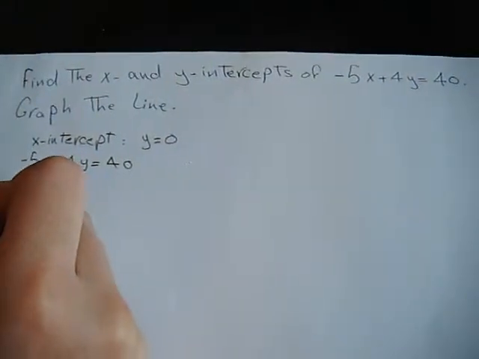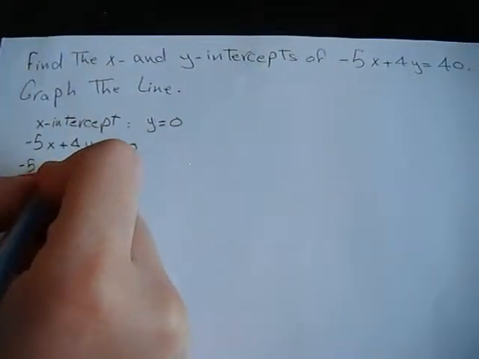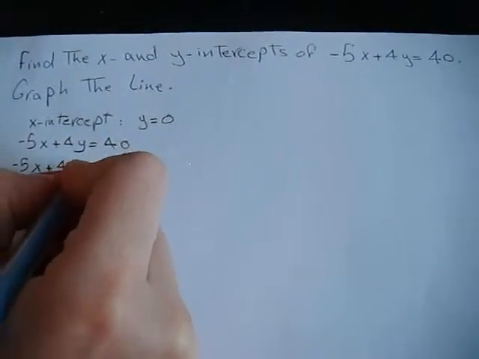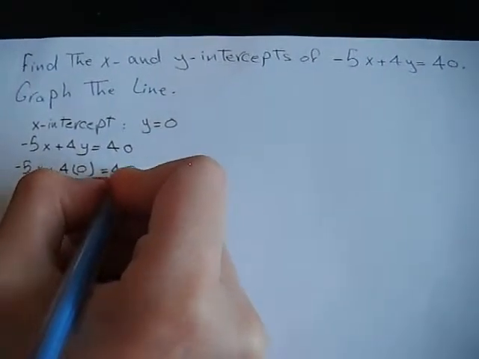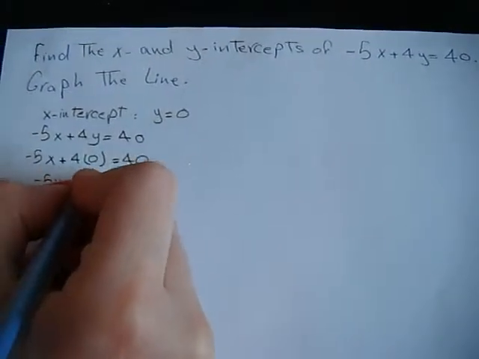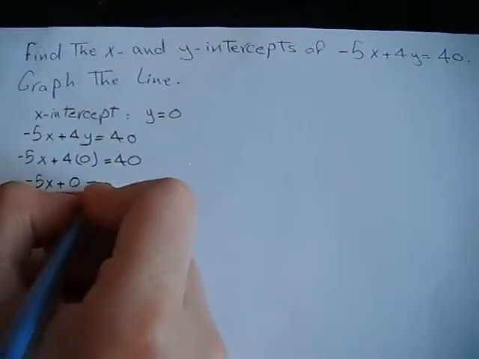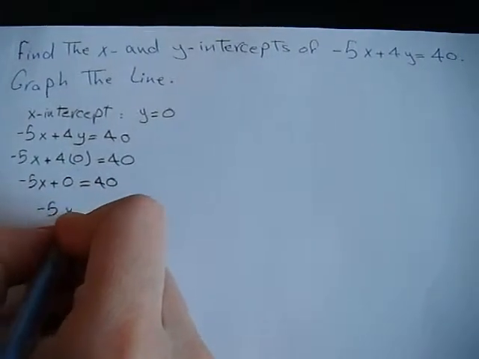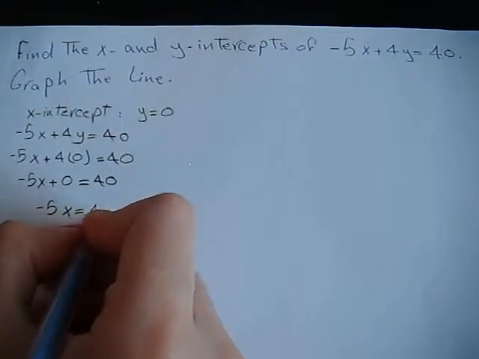I'm going to put the 0 into our equation for y. -5x plus 4 times 0 is 0, equal 40. We have left -5x = 40.